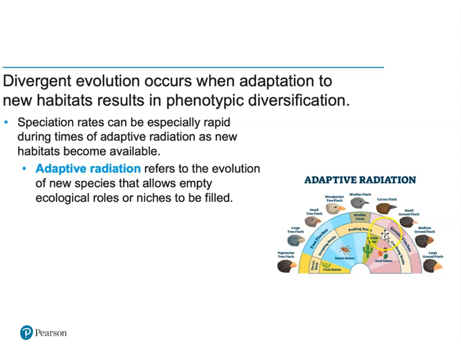So maybe an ancestor finch came a long time ago to the Galapagos, and there was a whole new food source that it didn't eat very well. Well, that would be adaptive radiation if there was a mutation that led to the finches being able to eat that food source.